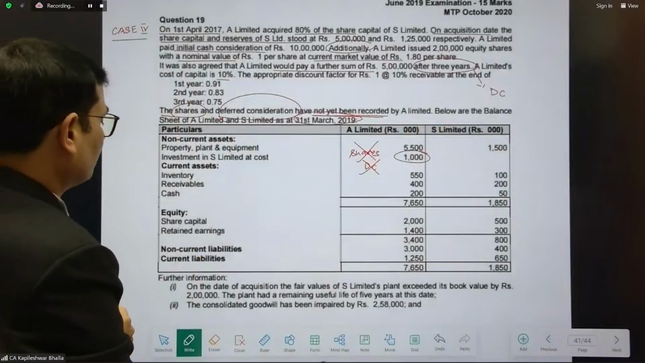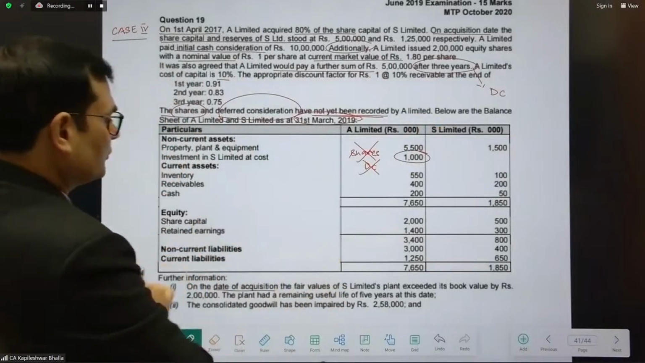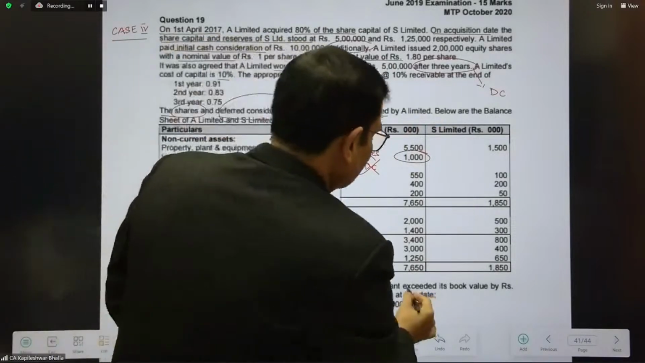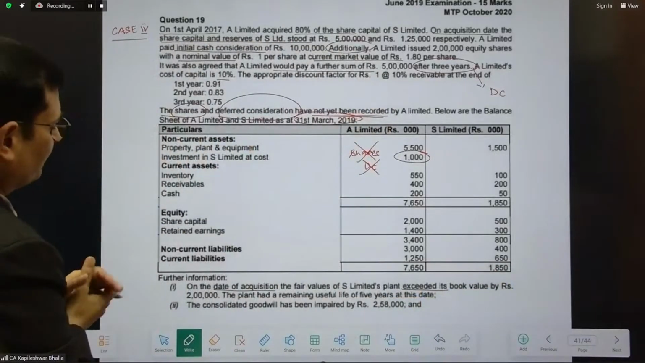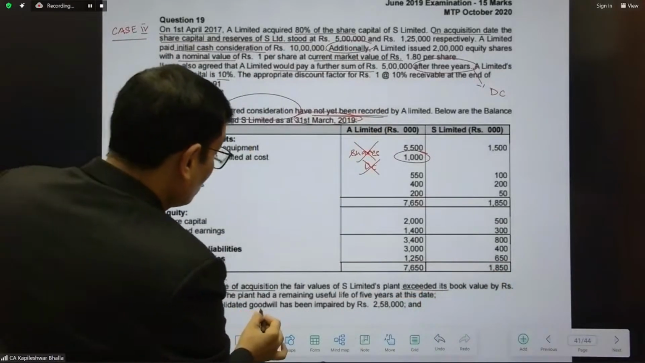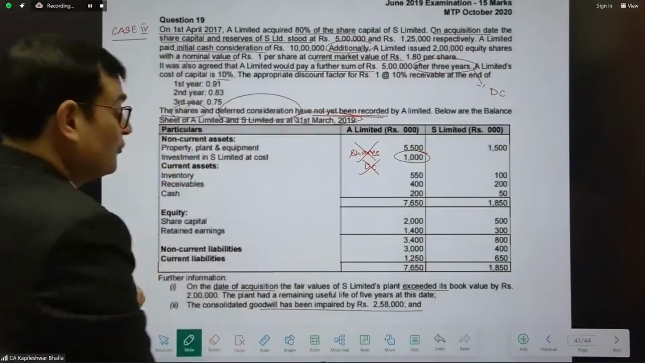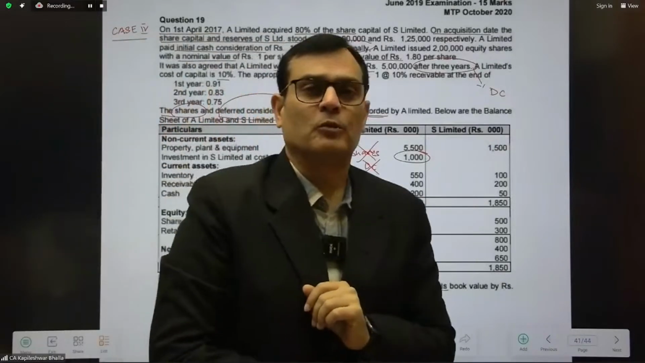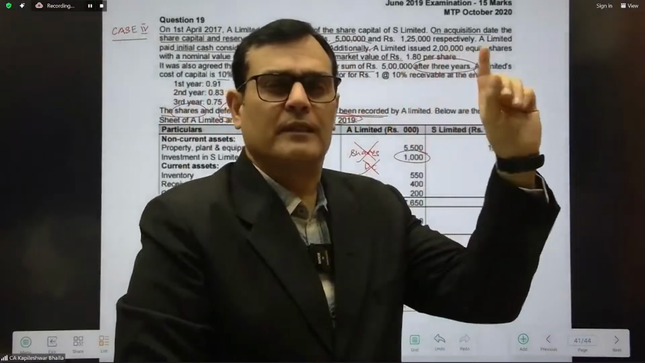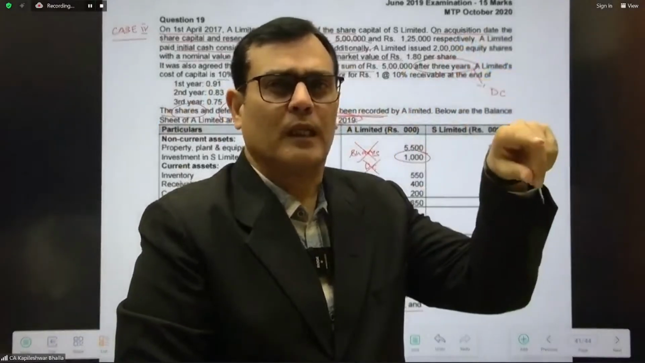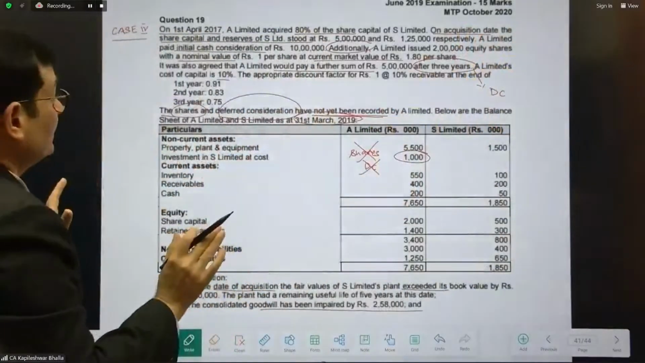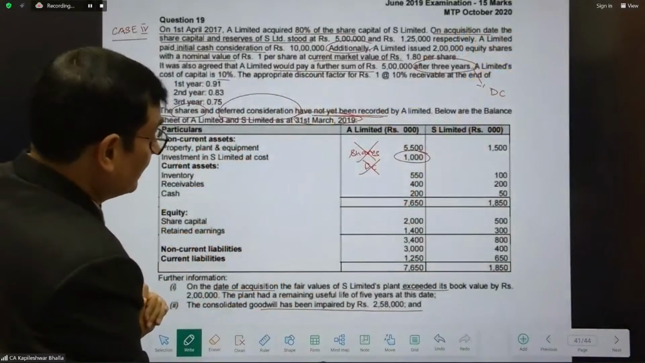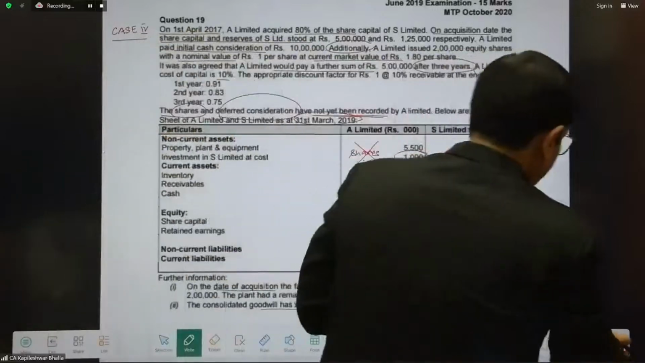Then it says further information: on the date of acquisition, the fair value of S exceeded the book value, and the plant has a remaining life of 5 years for the fair value adjustments. Goodwill is being impaired by 258. If goodwill is impaired, we need to be careful. Is it partial or is it full goodwill? Accordingly, the impairment hit can be taken to the parent or parent plus NCI. We are yet to see what the NCI is valued at, so we'll take a call on that.